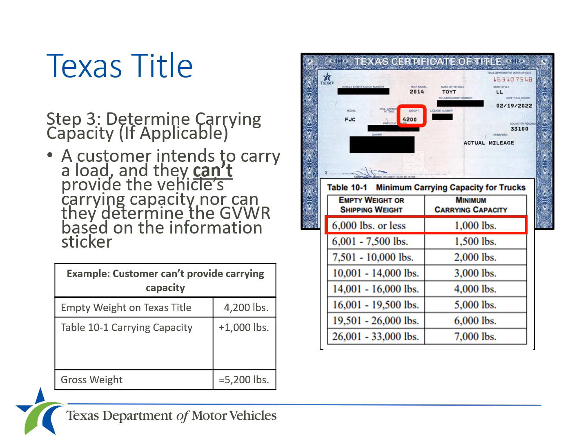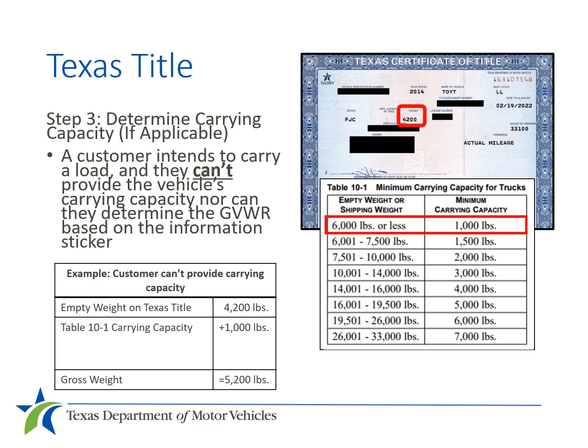Since the empty weight of the vehicle is 4,200 pounds, the corresponding box on the table would be 6,000 pounds or less, which shows a minimum carrying capacity of 1,000 pounds. In our new scenario, the customer would have an empty weight of 4,200 pounds and a carrying capacity of 1,000 pounds. The important note here is Table 10-1 is only applicable when a customer is unable to supply a carrying capacity and a gross vehicle weight rating cannot be determined.